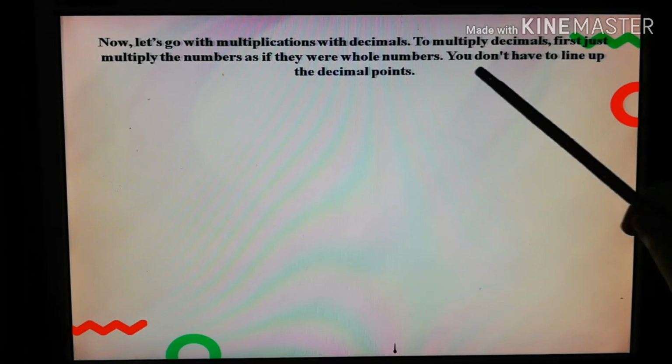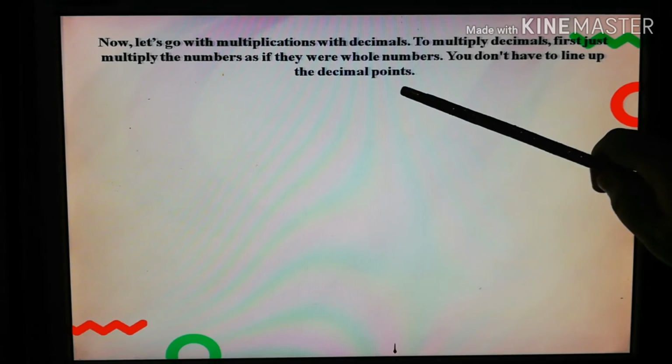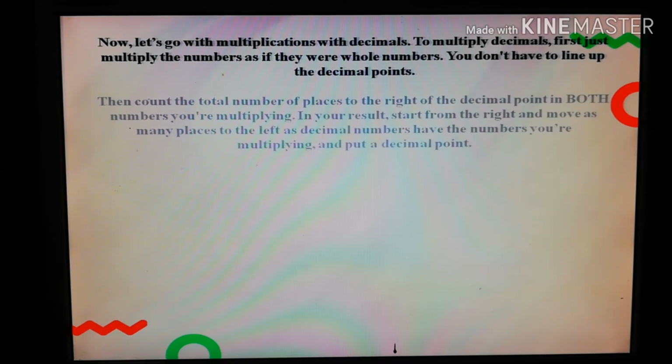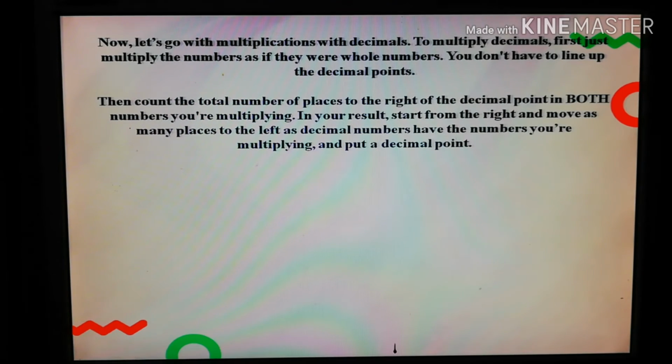Now, let's go with multiplication with decimals. To multiply decimals, first just multiply the numbers as if they were whole numbers. You don't have to line up the decimal point. Be very careful with this because you don't have to line up the decimal points, okay? Then count the total number of places to the right of the decimal point in both numbers you're multiplying. In your result, start from the right and move as many places to the left as decimal numbers have the numbers you're multiplying, and put a decimal point.